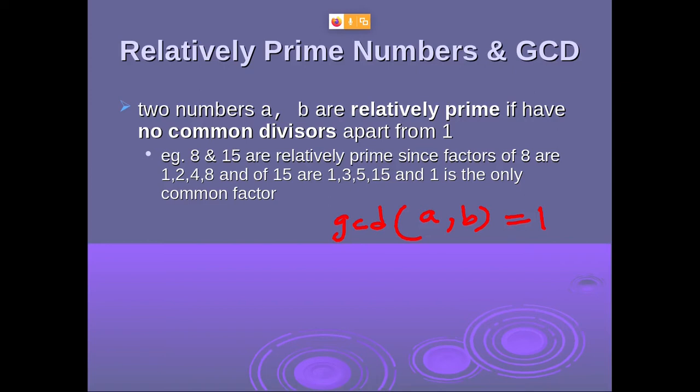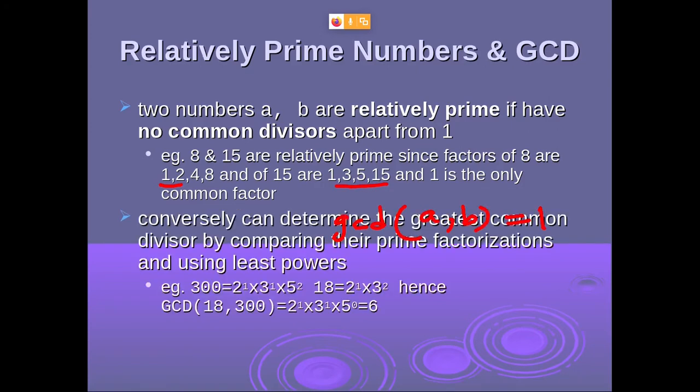Example, 8 and 15 are relatively prime since the factors of 8 are 1, 2, 4, 8 and those of 15 are 1, 3, 5 and 15. Here only 1 is the common factor, so their GCD is equal to 1. So we can say that 8 and 15 are relatively prime. So that is another concept, relatively prime numbers.